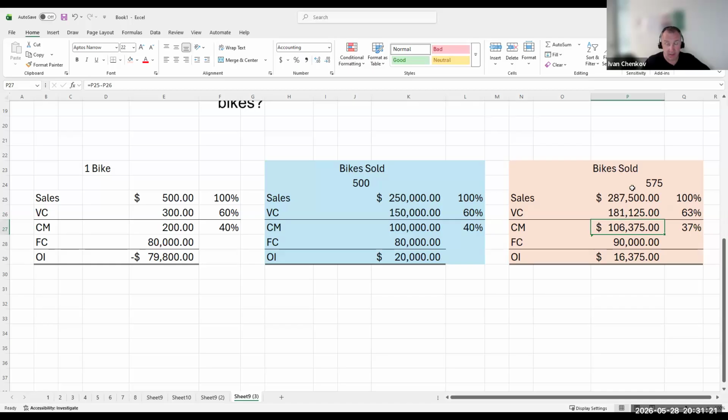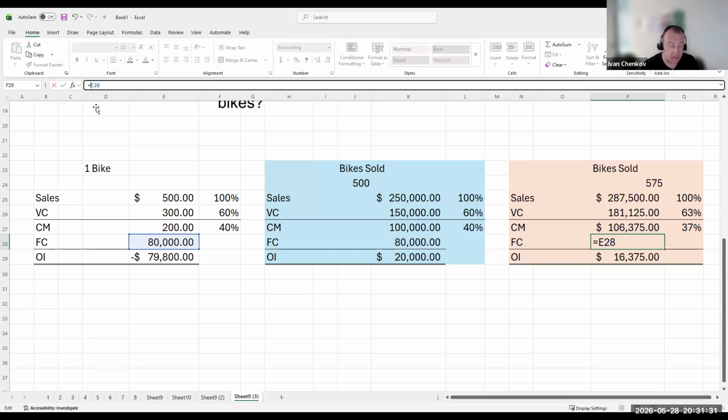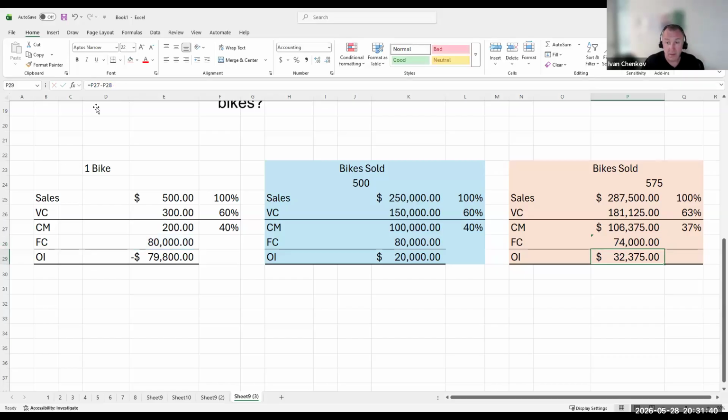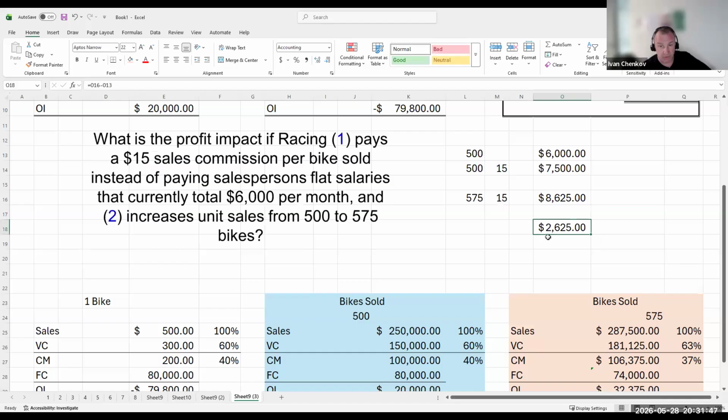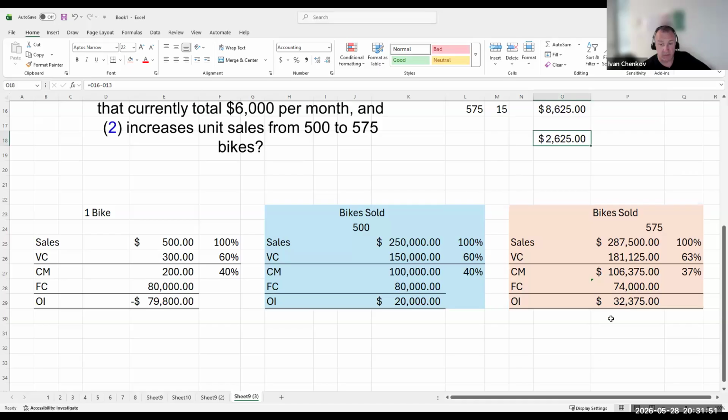Now, as you can see, my contribution margin now is 106. But my fixed cost, the original fixed cost, is not going to stay $80,000 anymore. It's going to go down by 6,000 because now I'm not paying them salary anymore. They're getting variable. So what's happened now? Their income increased by 2,625, and my income increased by 12,375.